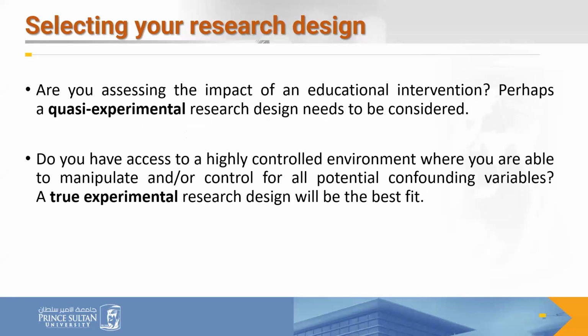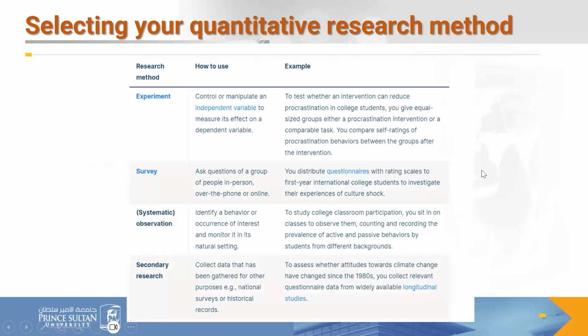Of course, nobody can tell you, do correlational, do experimental. It depends on your research question, what your research question requires. Also, you have to choose a method to do your research. Perhaps the most common in undergraduate research are either surveys, as one of you said before, or an experiment. But there are other research methods in quantitative research. I've given you here some examples. For example, an experiment to test whether an intervention can reduce procrastination in college students.